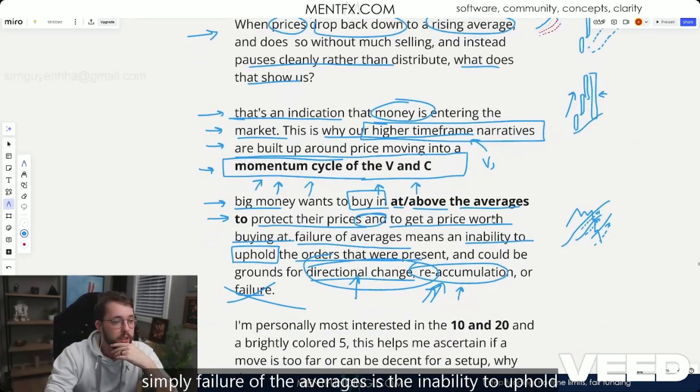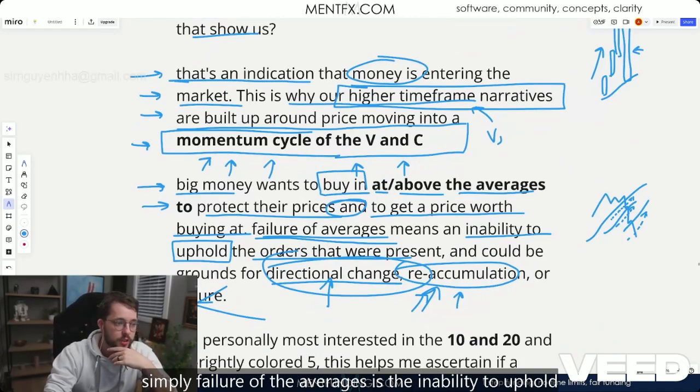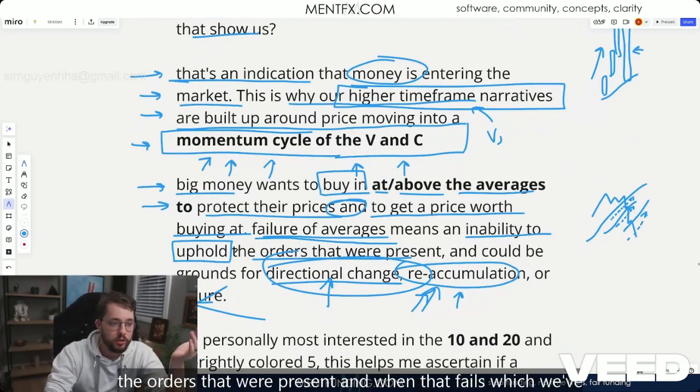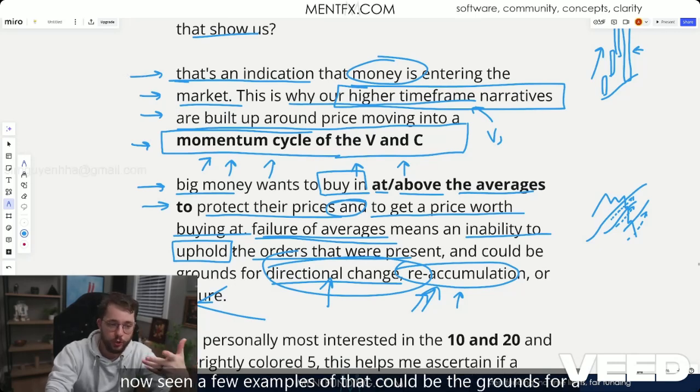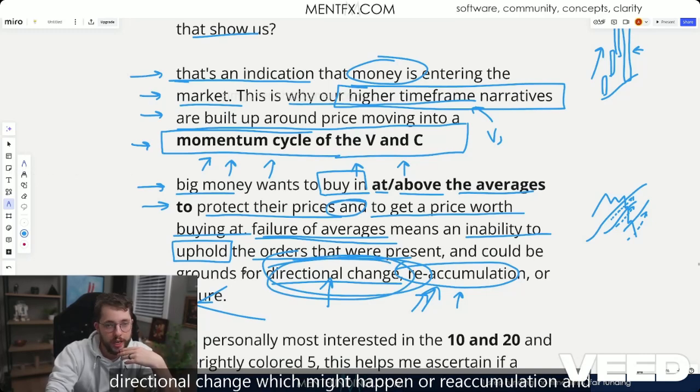So very simply, failure of the averages is the inability to uphold the orders that were present. And when that fails, which we've now seen a few examples of, that could be the grounds for a directional change, which might happen, or reaccumulation.